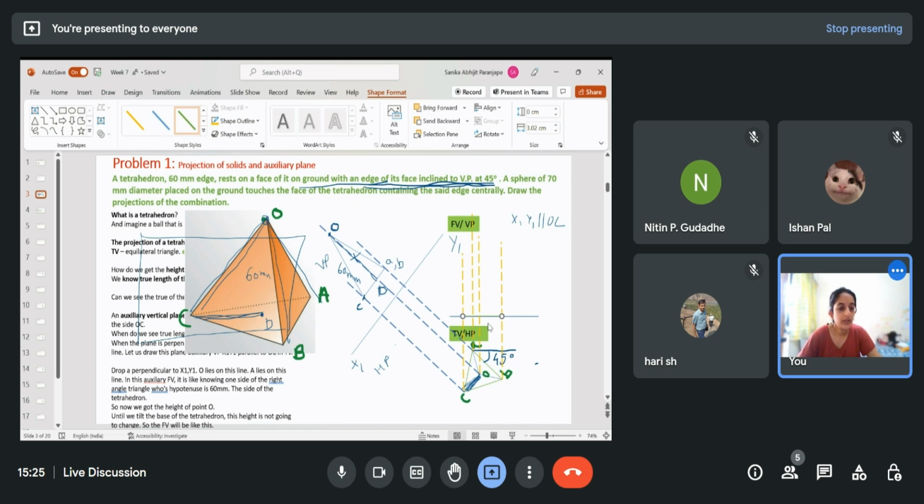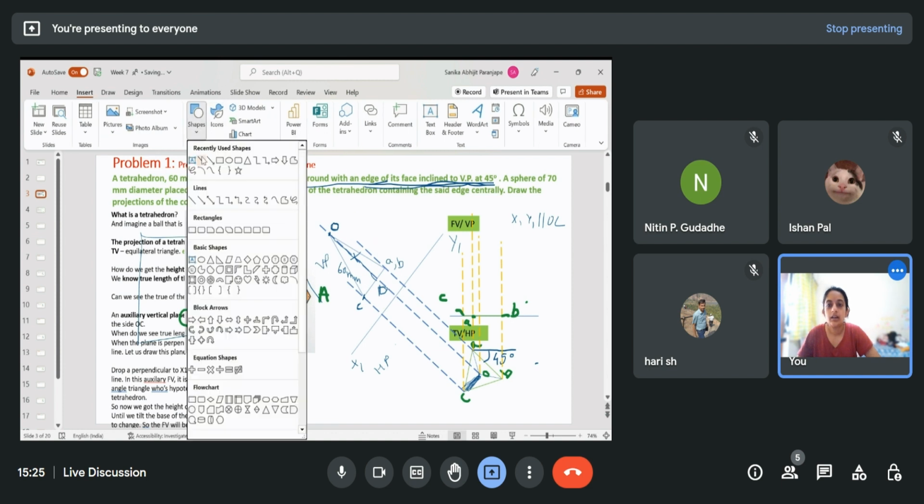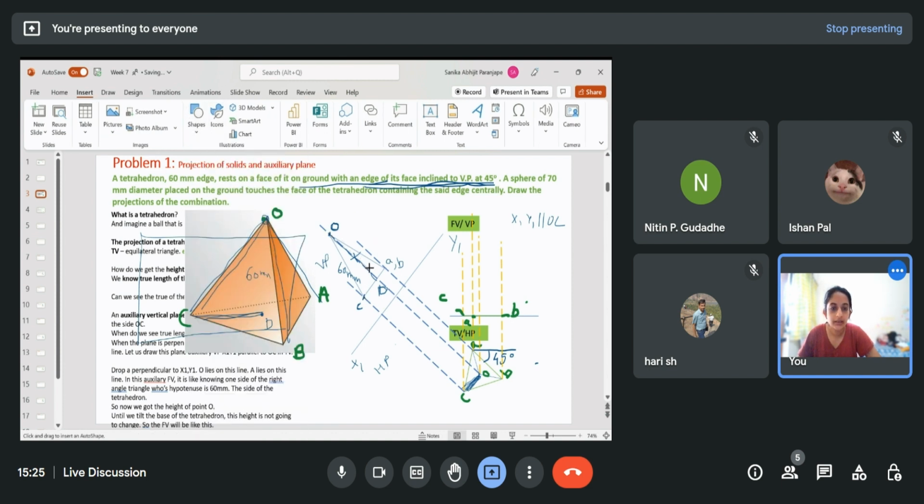We know that all the 3 points A, B, and C are in the horizontal plane. So this point will be C, this point will be B, this point will be A. And now for O, we need to get the height from here. So what I'll do, I'll draw a line here like this.